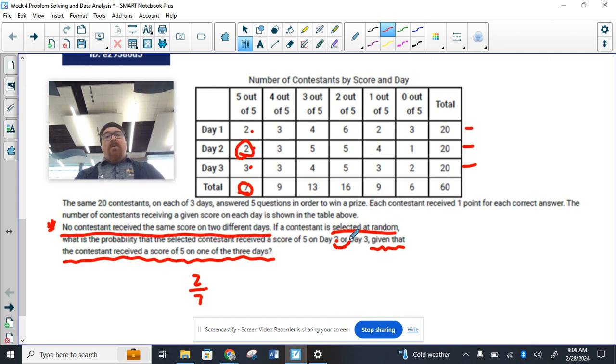They also want to know or day 3. And anytime you're doing a probability question where we talk about or, we know we're adding these probabilities together. Okay. And so day 3, there are 3 out of 7 contestants that scored a 5. So what is the probability that someone scored 5 on day 2 or on day 3? Now, normally we would have to subtract the intersection of these, but since there is no intersection, we can just add these values together and get 5 out of 7 for our total answer.